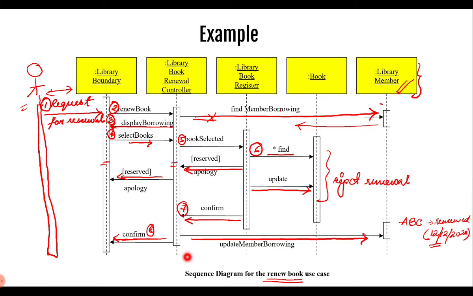So this is how we can represent both a negative scenario as well as a positive scenario. But this scenario is valid only for one particular use case. We cannot represent multiple use cases in the same diagram.